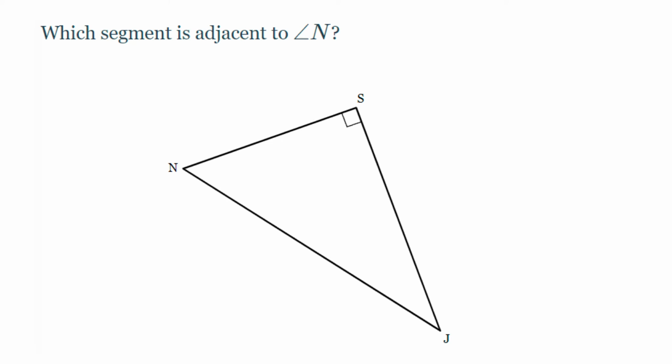And then the last one is adjacent. Adjacent is usually the one that gives people the most issue, because technically there are two sides adjacent to angle N. But one of them has a higher rank than adjacent, and that's the hypotenuse. So we've got to make sure that we do not call the hypotenuse the adjacent side. The hypotenuse is the hypotenuse. So NJ is not our adjacent side, NS is. Basically you could say adjacent is the non-hypotenuse side that touches the angle. So those are our three types: opposite, adjacent, and then of course the hypotenuse.